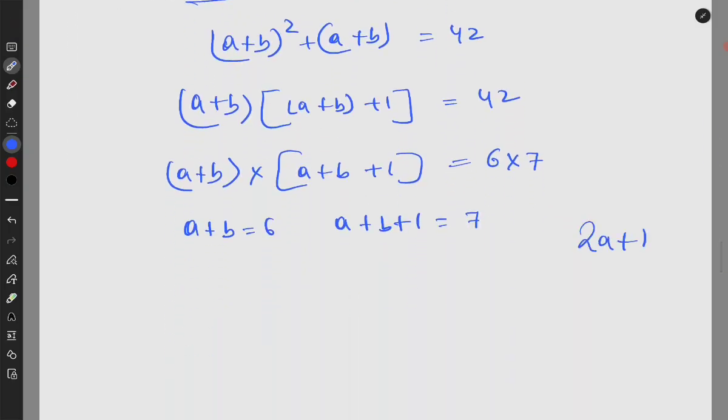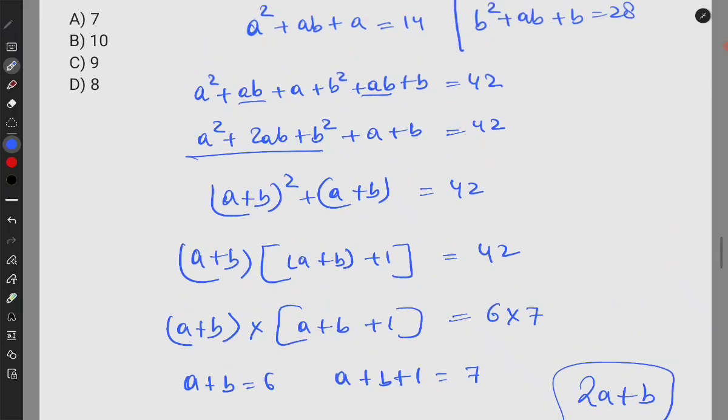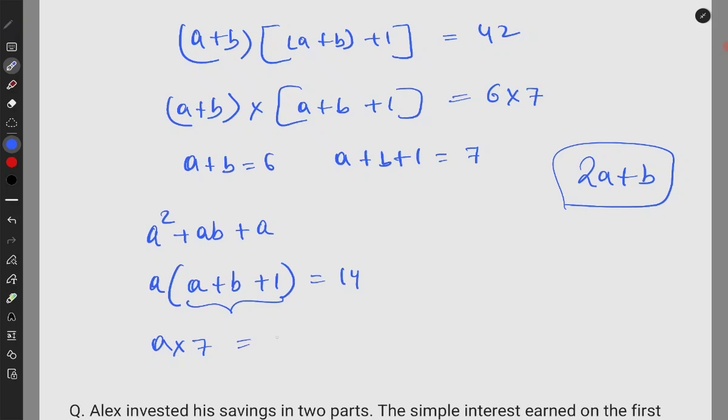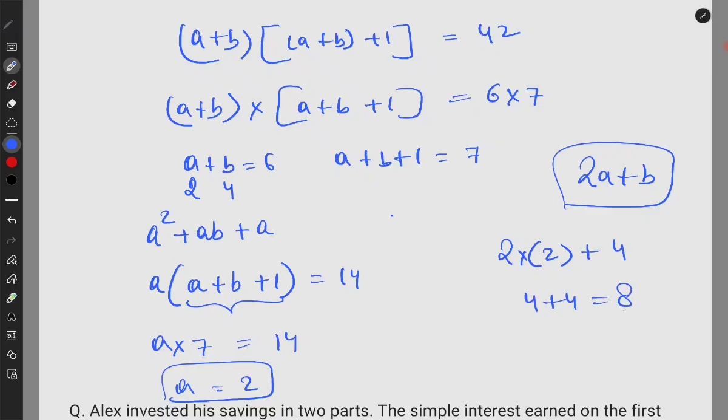For that we need to take the first equation again, and that is a square plus ab plus a. Now if you take a common, you will be left with a times a plus b plus 1 equals 14. Now this equals 7 as we had assumed. So a will be equal to 2. So if a is 2, then b will be 4. Let's put it back in the final result. 4 plus 4 will be 8. So the answer of this question will be 8.